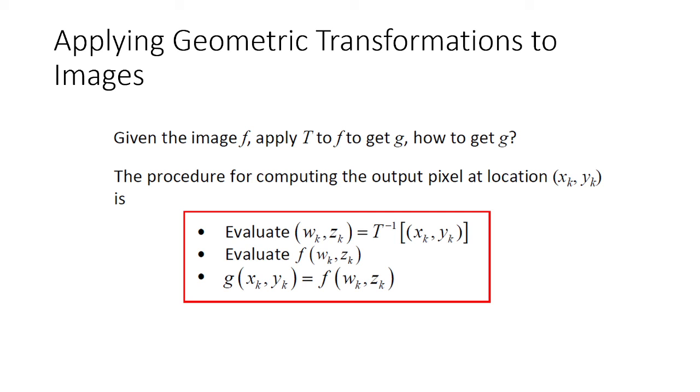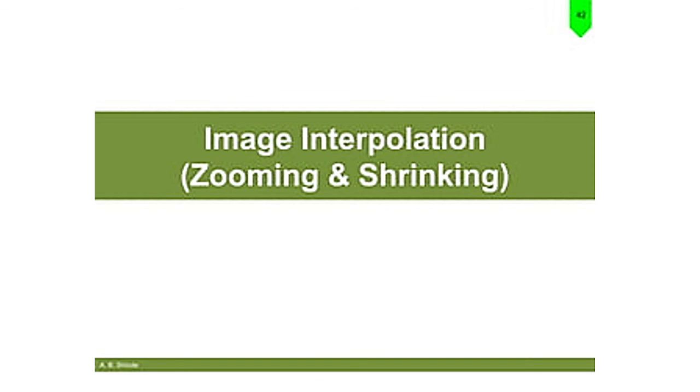These are the simple steps. For example, how to get this forward transformation W of x comma y? By applying some transformation function to this, we get this T inverse. By applying T inverse, we get this, and from this f of we can get this G. So finally we get these transformed values.